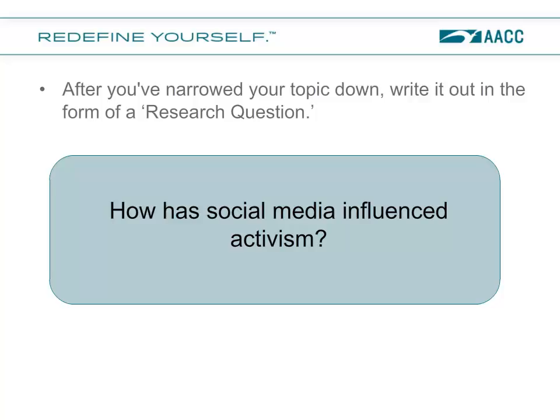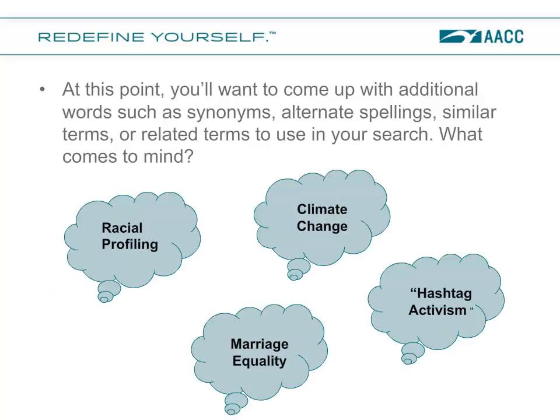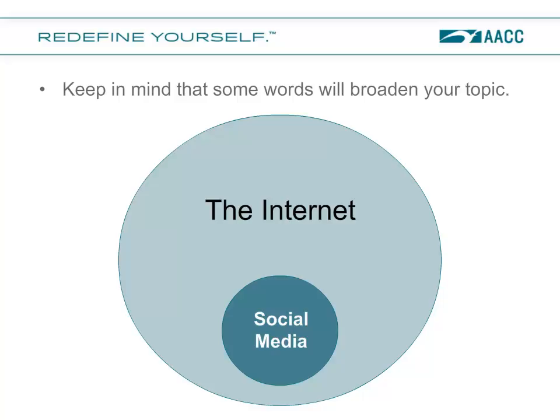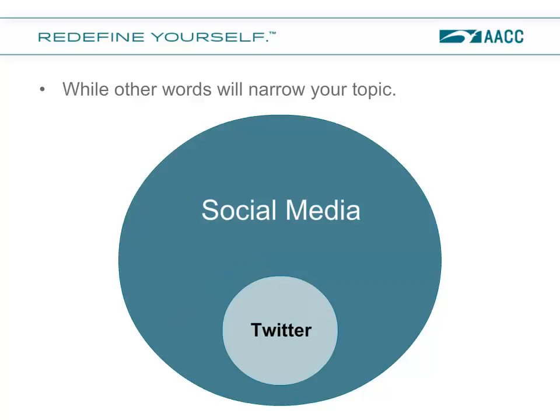After you've narrowed your topic down, write it out in the form of a research question. At this point, you'll want to come up with additional words such as synonyms, alternate spellings, similar terms, or related terms to use in your search. What comes to mind? Keep in mind that some words will broaden your topic, while other words will narrow your topic.